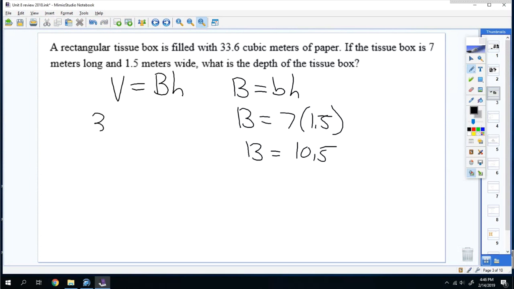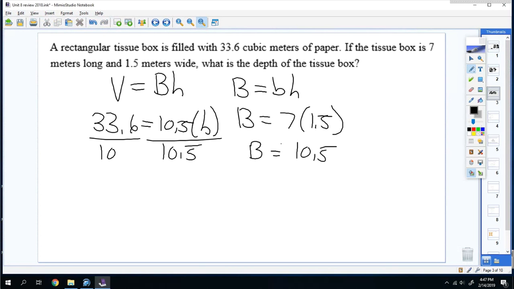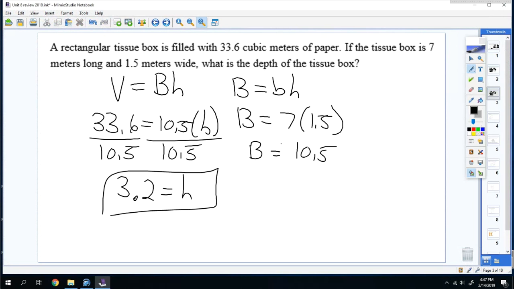So the volume is 33.6. Big B is 10.5. Sorry guys, that B looks super weird. Let me fix that. And then I don't know the height. So what we have to do is divide 10.5 to both sides. 33.6 divided by 10.5 is 3.2. And so the height of the rectangular prism is 3.2.